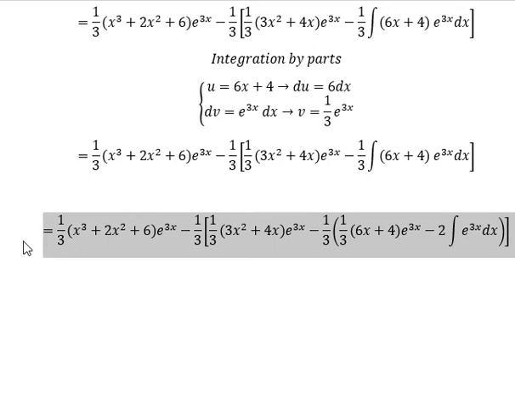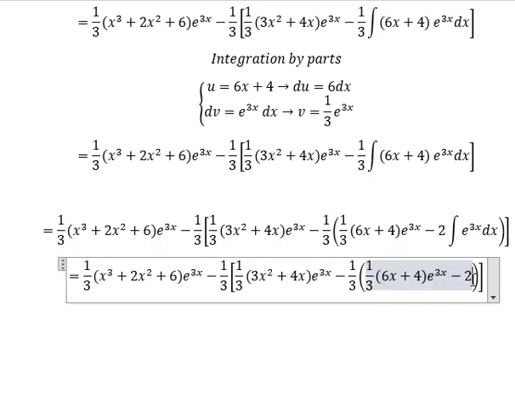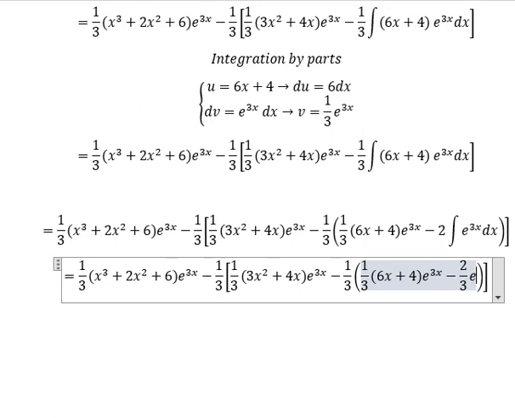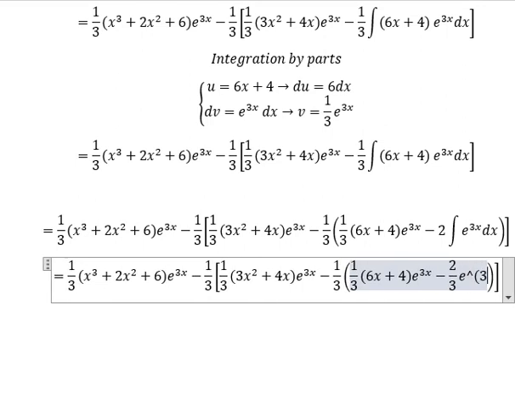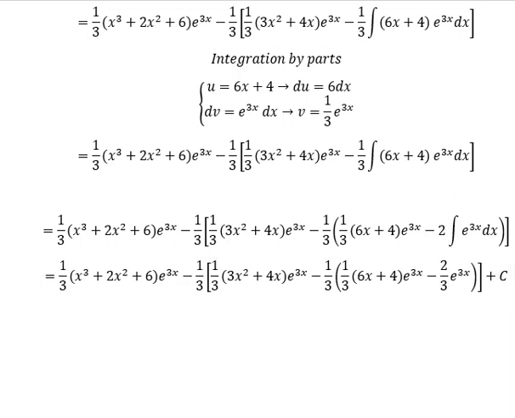So the integration of this one, we have 1 over 3 e to the power of 3s. And now we can put c in here. That is the constant.